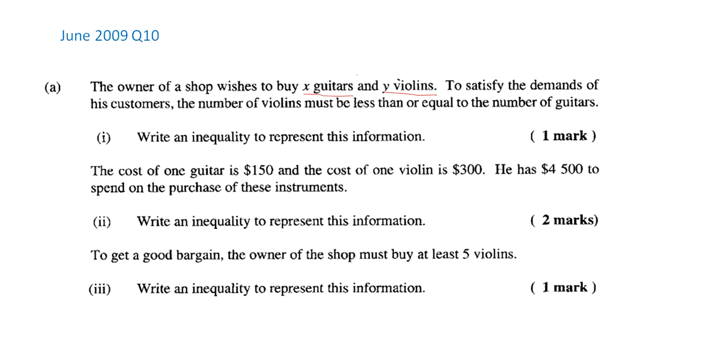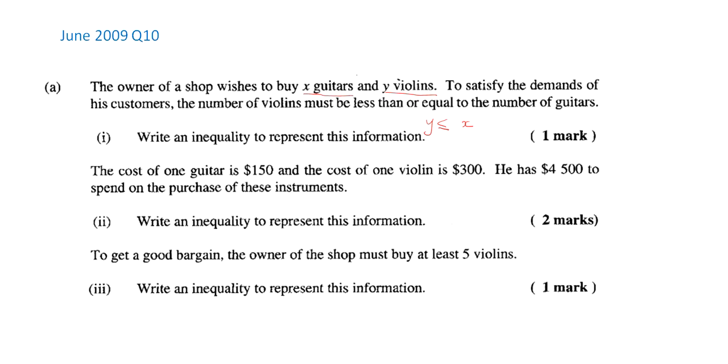So the number of violins is y, and it must be less than or equal to the number of guitars, which is represented by x. So y is less than or equal to x. That inequality is pretty straightforward. It's just a matter of converting a worded statement into an inequality.